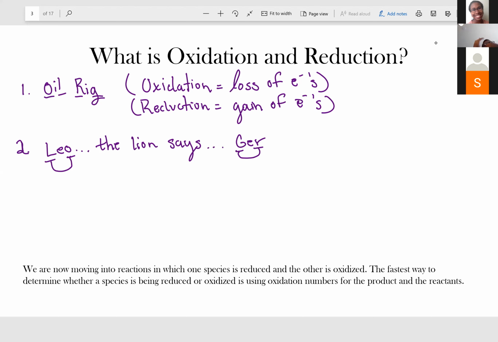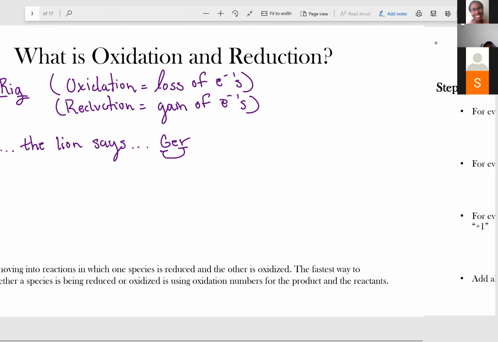So we're now going to be moving into reactions where one species is reduced and another is oxidized, the definition of a redox reaction. The fastest way to figure out which species is being oxidized or reduced is to use what we call oxidation numbers for the products and the reactants. This is going to be a three-step bookkeeping process that focuses on individual carbon atoms involved in the process. So let's take a look at the steps.